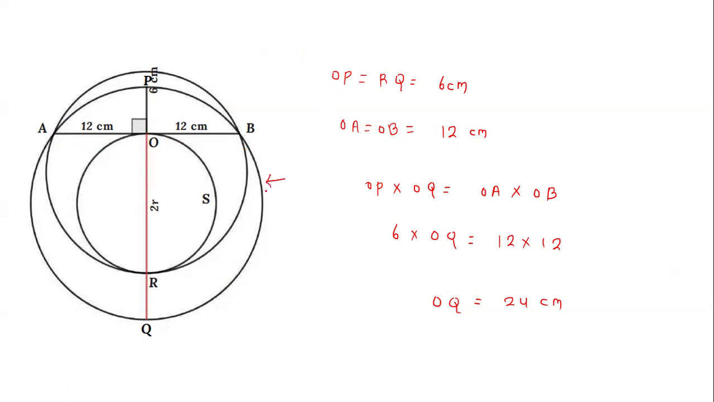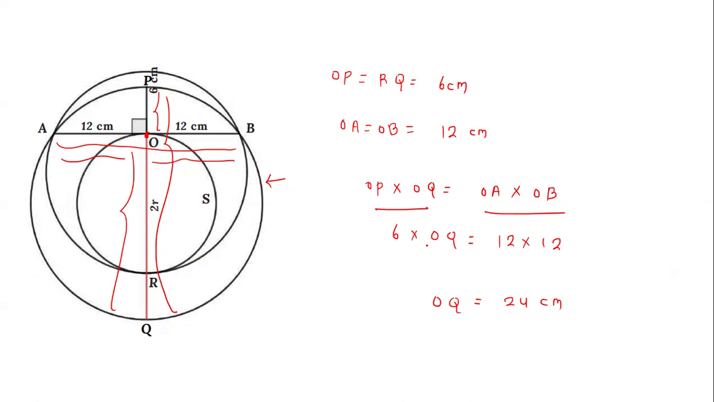Now you see this bigger circle. In this bigger circle, there are two chords. One chord is this bigger PQ chord, and one chord is this AB chord. These chords are intersecting at the point O, so we can apply the intersecting chord theorem. That theorem says this OP length times OQ length is equal to OA length times OB length. OP length is 6 centimeter and OQ length we don't know. OA and OB both are 12. So from here we can find the OQ length as 24 centimeter.